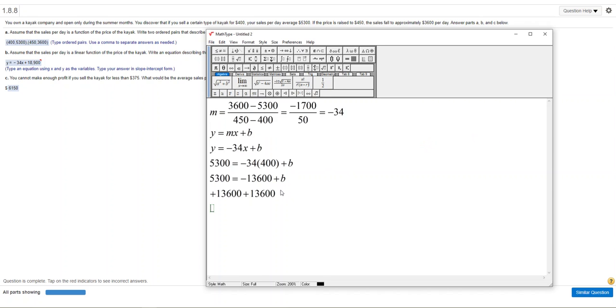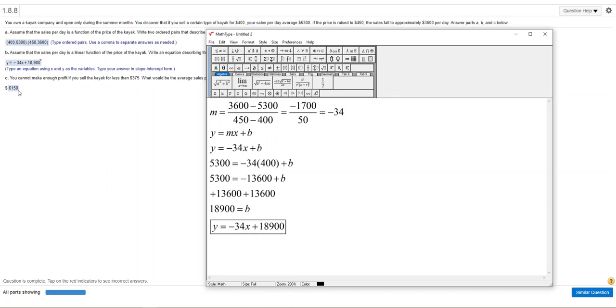So if I take 5,300 plus 13,600, that gives me 18,900 equals b. So I'm going to go back up to my equation, paste that here, and then I know the b value, so I can replace it now with 18,900. So this is what you should be doing to write the equation of your line. And as you can see, this matches with what the answer looks like here as well. So you're going to type it in just like that. The comma in the 18,900 is not necessary. You can type it in just like this.